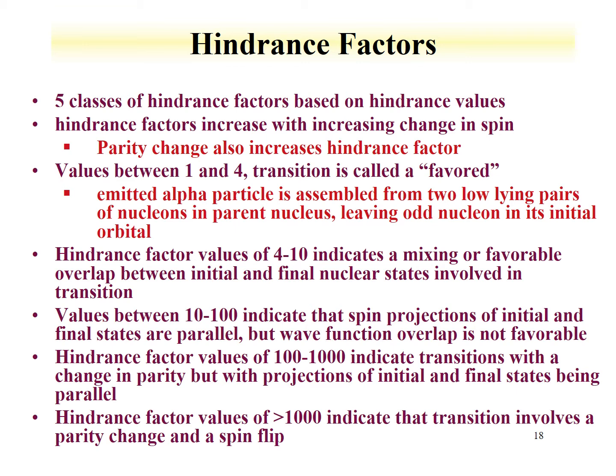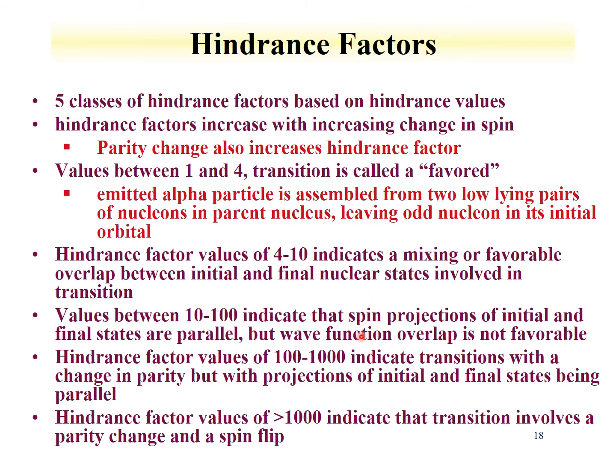If you have a hindrance factor between 1 and 4, the transition is a favored transition. So the emitted alpha particle is from 2 low-lying pairs of nucleons. Hindrance factors between 4 and 10 indicate a mixing or favorable overlap between initial and final nuclear states. 10 to 100 usually means that the spins of the initial and final states are going to be the same, but the wave function overlap is not favorable.